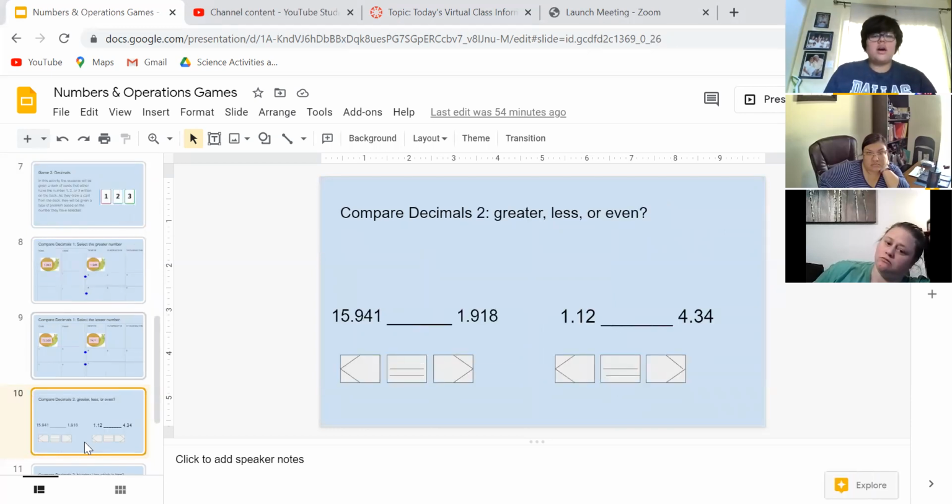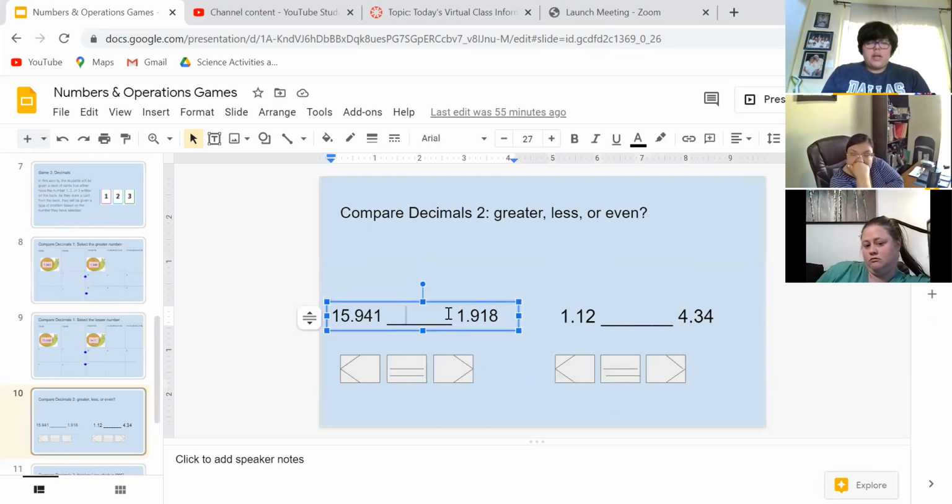And then the second card, if they were to draw it, is comparing with signs: greater than, less than, or equal. If this was an in-person activity, they would get worksheets with the problems already written out for them, and they can paste which symbol they need to put in the middle. So in this one, 15.941 would be greater than 1.918, so they would paste it right here in the blank spot.